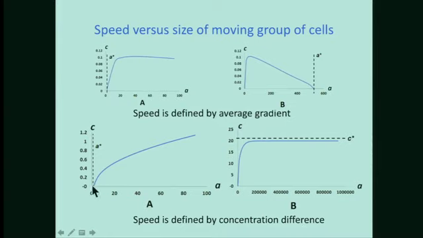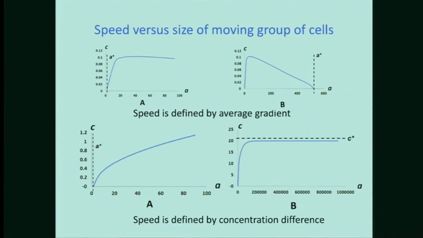So this is for small sizes. We can see this small increasing part shown here, and here it's also this increasing part for the original model, when the speed is proportional to the average gradient. Again, it's increasing with the size of the group of cells, but then when the size is large enough, it starts to decline. So this is the decline, and here it's slightly different in this model.